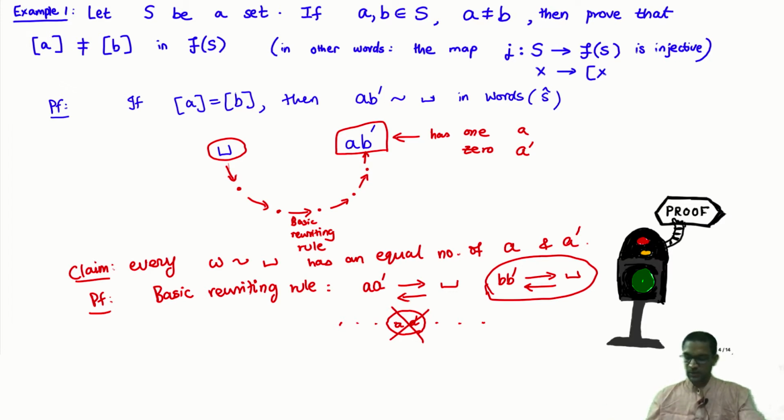This was a simple enough thing. We were just trying to understand what basic rewriting rules do to the number of a's and a dashes, and in fact this is related to the example in one of our earlier videos in which we said the free group on a single letter is isomorphic to the group of integers. And if you remember, the homomorphism there was, given a word, you associate to it the number of a's minus the number of a dashes. This is more or less the same idea.